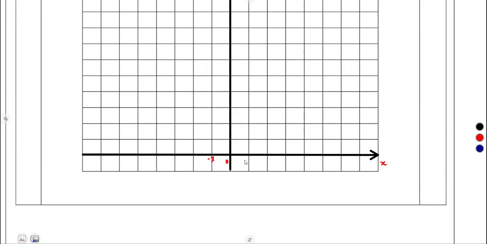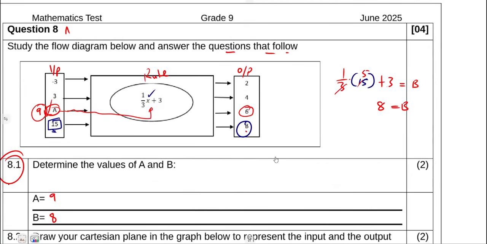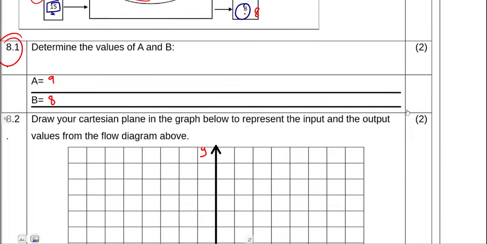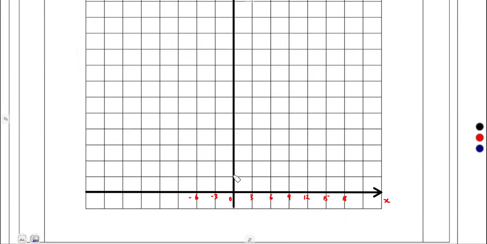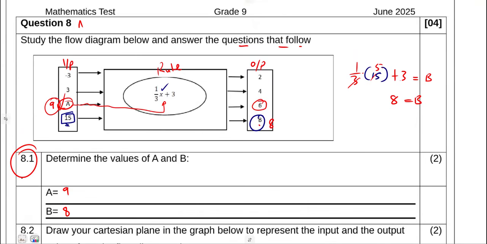We can even use minus 3, then 3, 6, 9, 12, 15, 18, and so on. The same for the y values, they are multiples of 2. So you can work with multiples of 2 and so on. Since they are multiples of 2, you can just use 2, 4, 6, 8, 10, and so on. So that's it. You can mark these points that you're given.